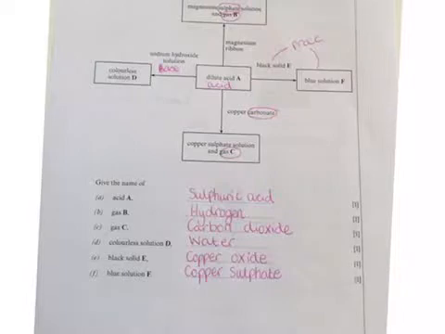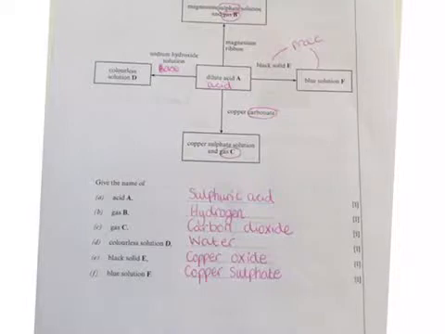Colourless solution D. So sodium hydroxide is a base. You've got a dilute acid that we've worked out to be sulfuric acid. That is a neutralization reaction. Acid plus base goes to water. So colourless solution D, also it says it's colourless, is water.